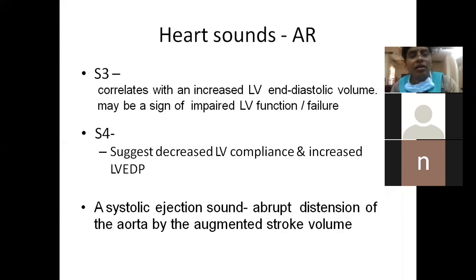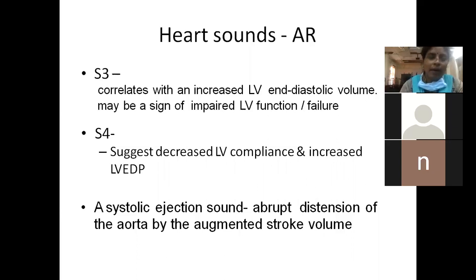Then coming to the third heart sound, usually heard when the patient is in a decompensated state. As already discussed, LV systolic dysfunction or LV failure produces your third heart sound. The fourth heart sound, here the left atrium is involved; contractile abnormalities or ventricular diastolic abnormalities produce your fourth heart sound. Again, S3 and S4 heart sounds are heard in patients with AR in a decompensated state.